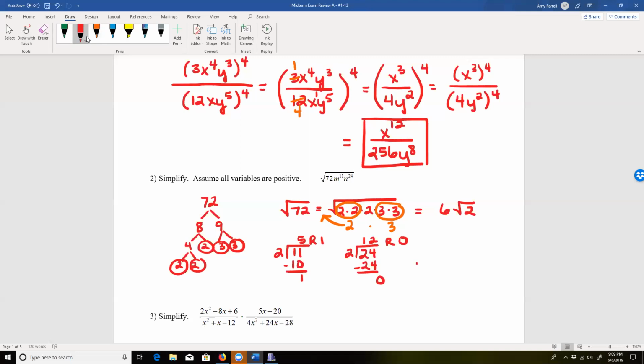So final answer, putting it all together, we have a 6 in front, that comes from there, an m to the 5th, that comes from there, an n to the 12th, because of that. Underneath the square root, I have a 2 and an m to the 1st. Since the remainder was 0 over here, I do not have any n's left underneath the square root.